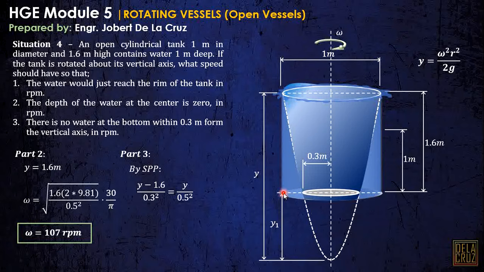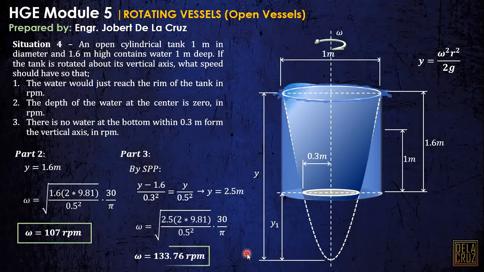Take note that this y sub 1 is equal to y minus 1.6. Y minus 1.6 is to 0.3 squared, yung x natin, x squared, is equal to total y is to, ano yung distance natin from here up to that point. That is just the radius of this cylinder over 0.5 squared. And here, we calculated the value of y. Then, we can solve the omega. Again, multiply natin by 30 over pi para RPM na siya diretso. Okay? I hope you understand this one.